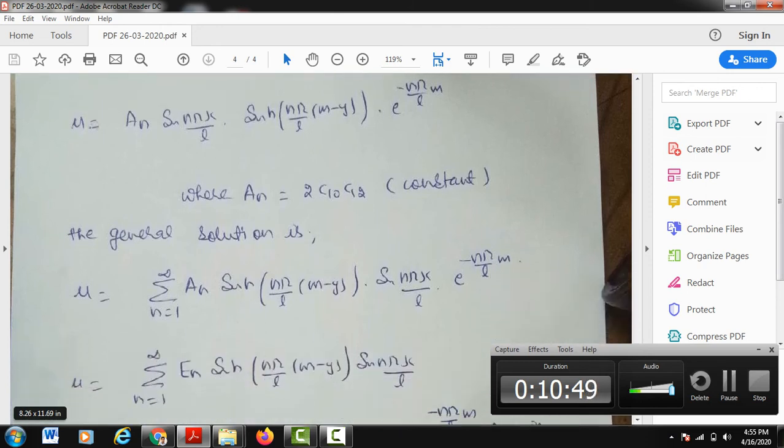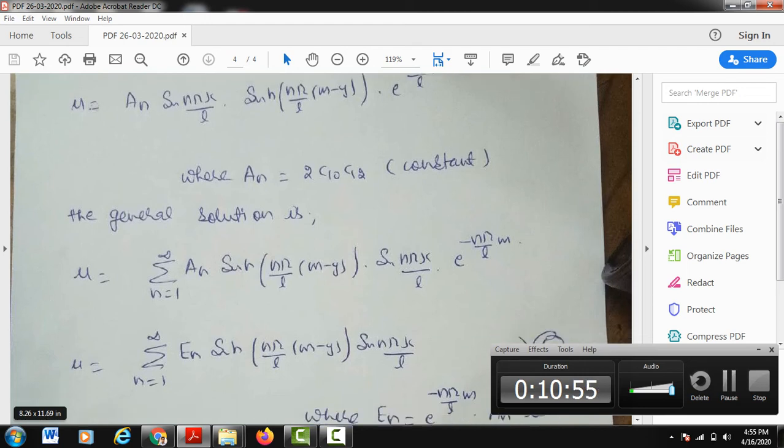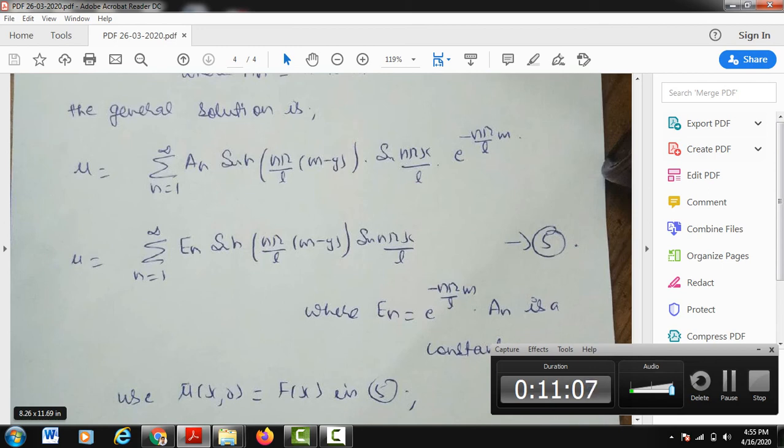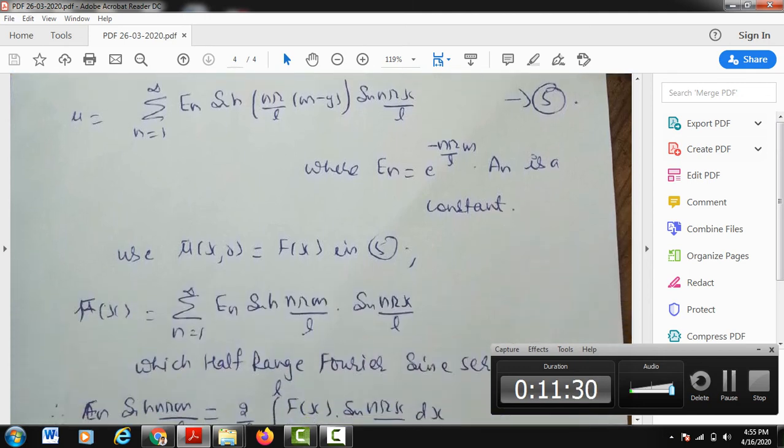It's a constant. So what will be the general solution? I'll put the sigma sign over here. So u is equal to sigma n varies from 1 to infinity an sin n pi x over L sinh n pi over L (m minus y) e to the power minus n pi m over L. Now this factor, students, an, and the last factor e to the power minus n pi m over L, they are constants, so they are replaced with another constant, that is en. So en is e to the power minus n pi m over L into an, which is a constant again. Take this as number 5.